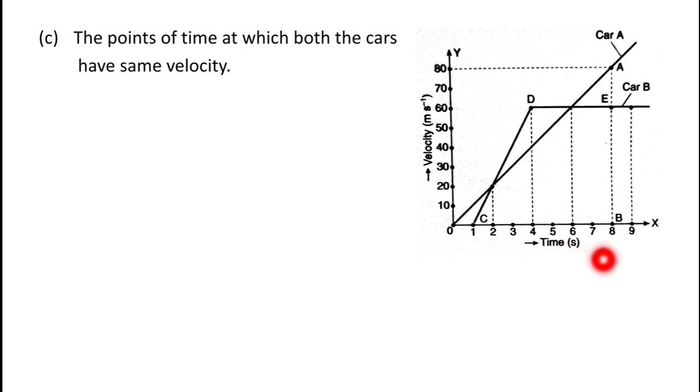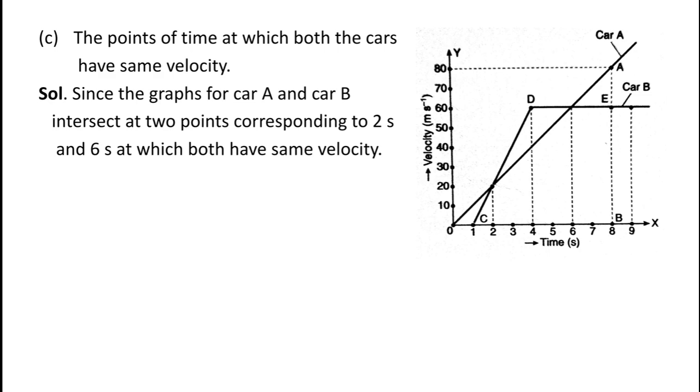As we move on the time axis, we see that at time t equal to 2 second, the two graphs intersect each other, and again at time t equal to 6 second, these graphs intersect each other. Hence we can say that since the graphs for car A and car B intersect at 2 points corresponding to 2 second and 6 second, they have the same velocity at these points.